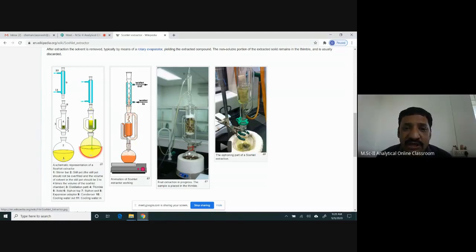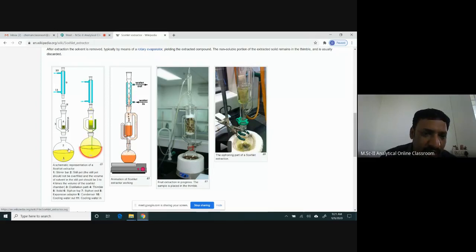Okay, so this is called a Soxhlet apparatus. What is it called? So it contains a stirrer bar, that is a magnetic bar. If anybody of you has carried out a reaction, at that time you add the magnetic needle, that is called a stirrer bar. Then second, this one, that is the still pot, the steel pot should not be overfilled, and the volume of solvent in the steel pot should be 3 to 4 times the volume of the Soxhlet, because you attach this assembly.